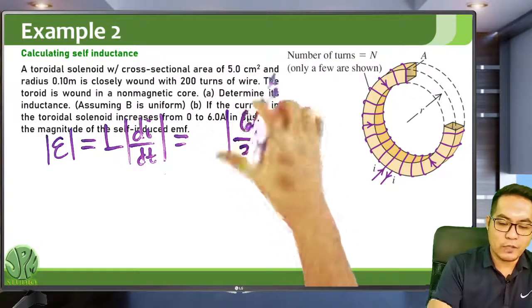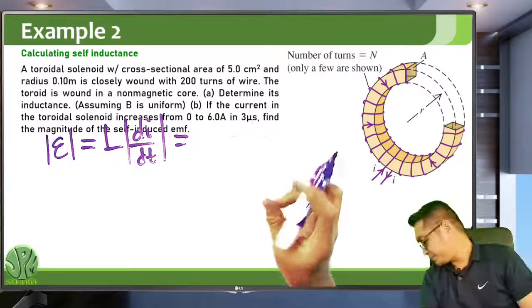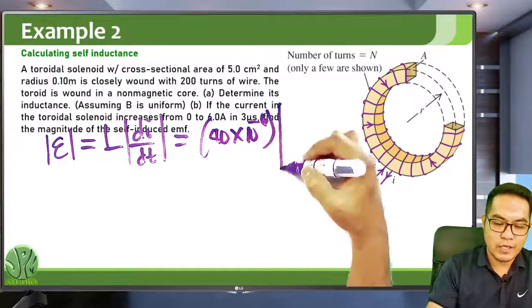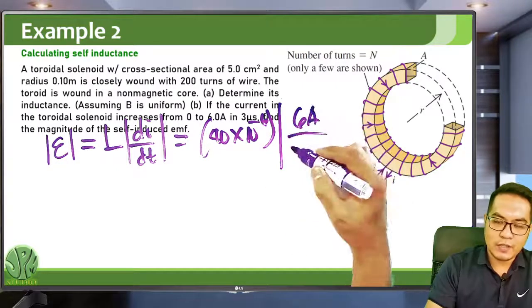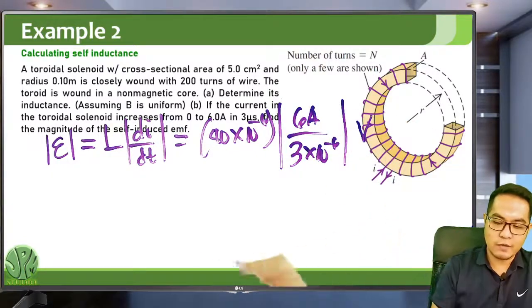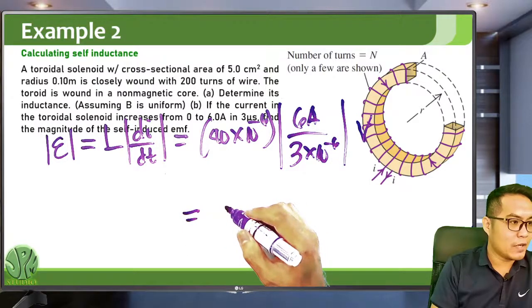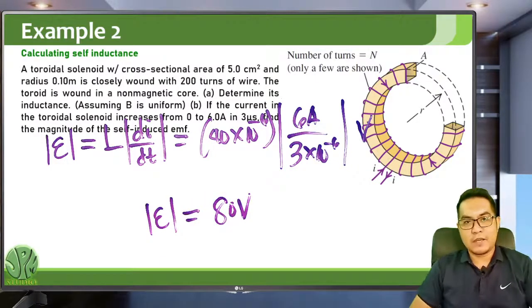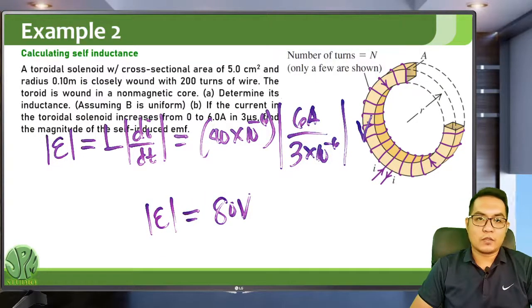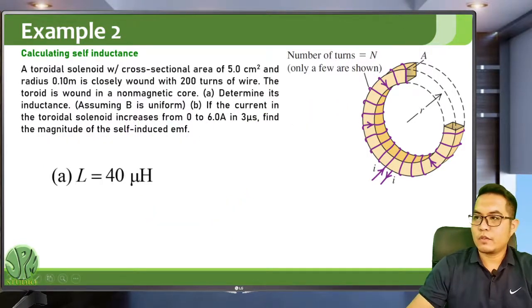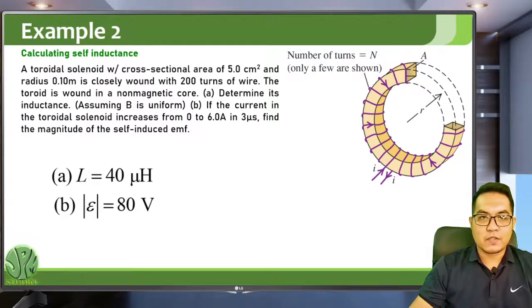So L is actually 40 microhenry. We have already solved it earlier. So that's 40 times 10 to the negative 6 henry. And you have 6 amperes in 3 microseconds. Micro means times 10 to the negative 6 a second. So the final unit of this is volts. You will get a value of 80 volts. So this is the magnitude of the induced EMF in the toroidal solenoid, the self-induced EMF. So it's 80 volts. So this is the summary of our results.